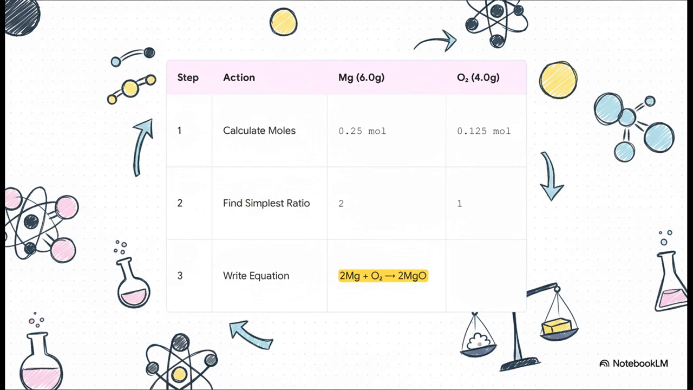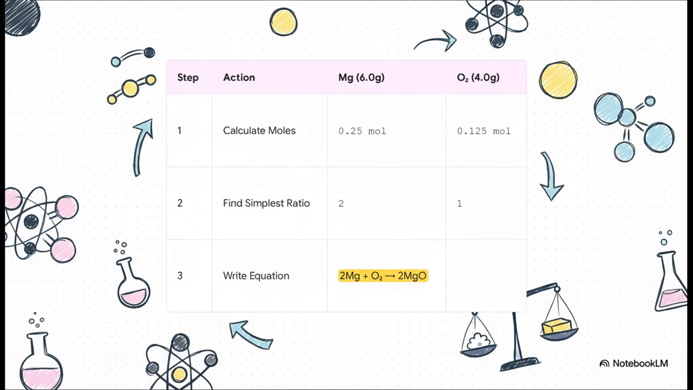Now, here's the clever trick. To find the simplest ratio, we divide both of those mole numbers by whichever one is smaller. In this case, 0.125. And what do we get? A super clean ratio of 2-to-1. And that is our recipe. It tells us that it takes 2 magnesium atoms for every 1 oxygen molecule. And from there, we can write out the whole balanced equation.